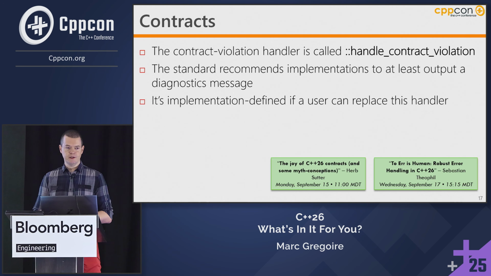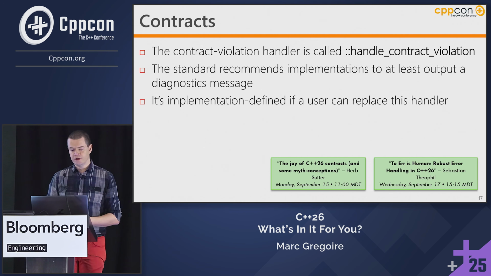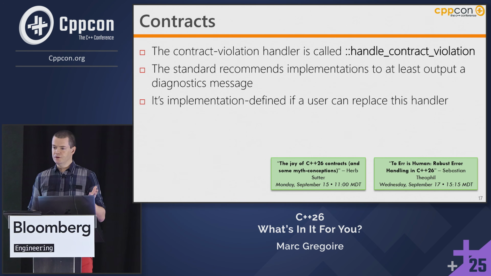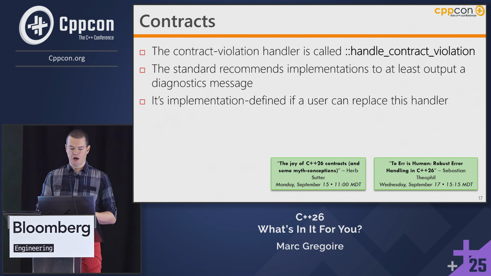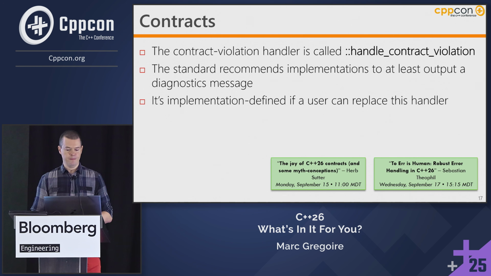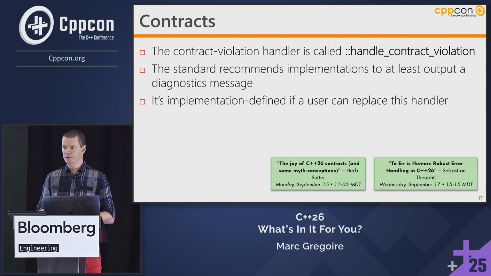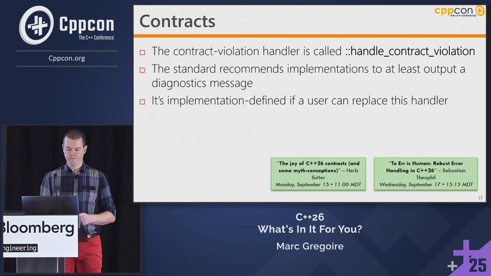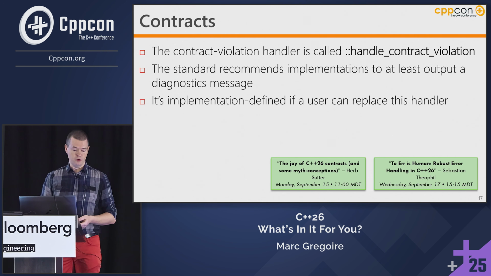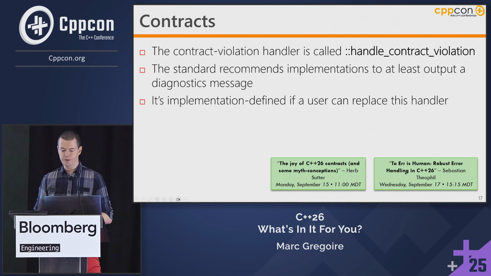This contract violation handler has a predefined name, it's called handle contract violation. The standard doesn't really say what that handler must do, but it recommends that an implementation outputs a diagnostic message. And whether or not you can replace this violation handler with your own is implementation defined. If you want to know more, there are 2 interesting sessions in the lower right corner that are happening this week.